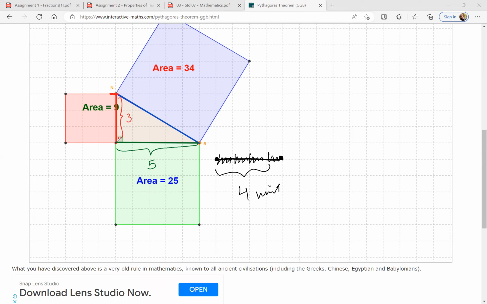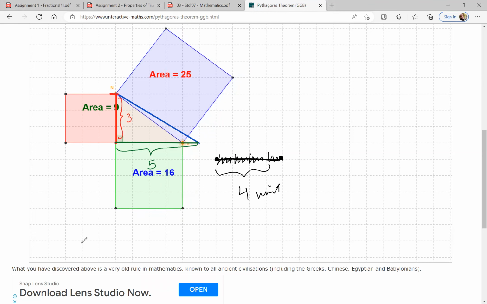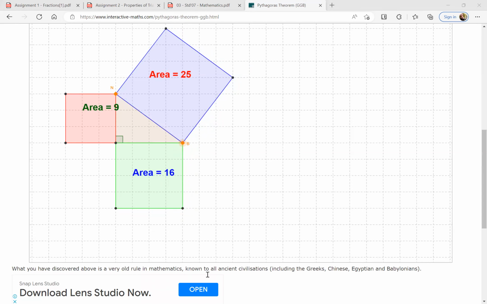Let me do this. This one, let me change it. One second. Okay. So once again, the red thing is as it is. It is 3 only. What I changed is the green side. Can you tell me the length of the green side? 4 units. Okay.